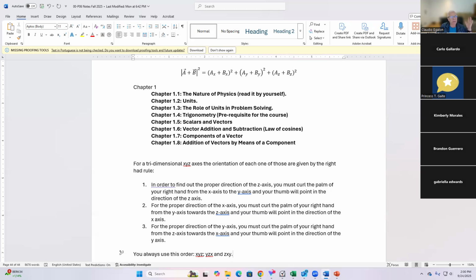In the two-dimensional space it doesn't matter, right? It doesn't matter because you have only two axes. You don't have to worry which direction those two should be. Only if you have to draw properly the three-dimensional axis do you have to do something like that.